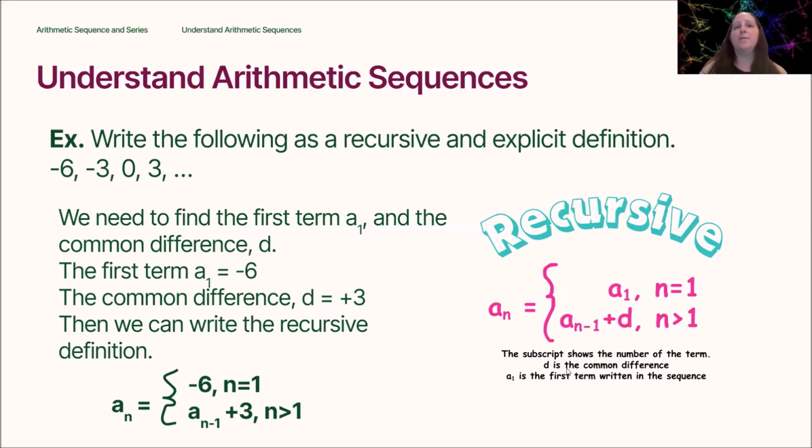Recursive, we need to find the first term, again, a sub 1, and the common difference, which is +3. And I substitute those values in for a sub 1 and d. Okay, so I get a sub n equals -6 when n equals 1, and a sub n minus 1 plus 3 for any number that's greater than 1, for any term that's greater than 1.